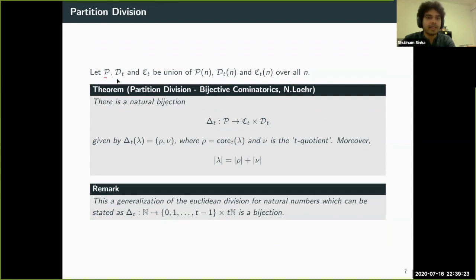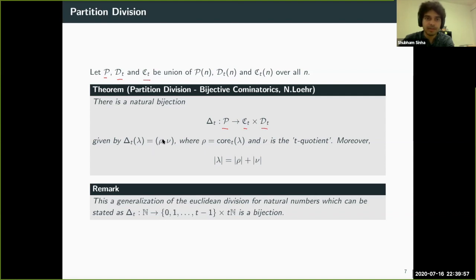So let P, D_t and C_t be the set of all partitions, all t-divisible partitions and all t-core partitions. So it's basically the union over all n. Then we have this theorem which is very useful for us, which is called partition division. It is a bijection between the set of partitions and the set of t-core partitions times the set of t-divisible partitions. So what is this bijection?